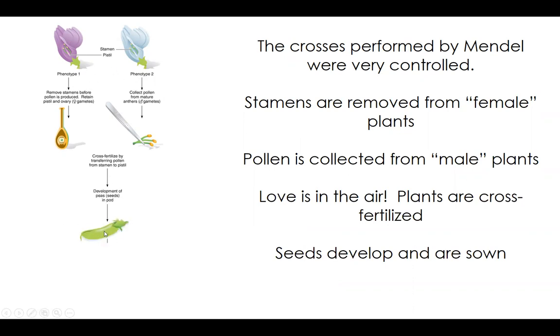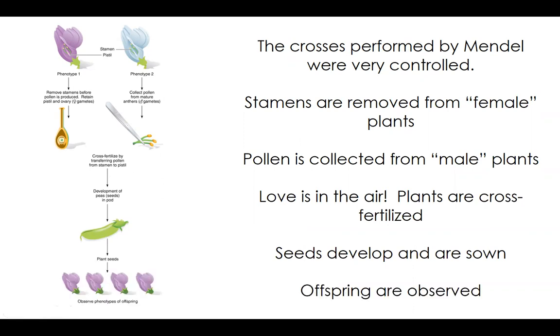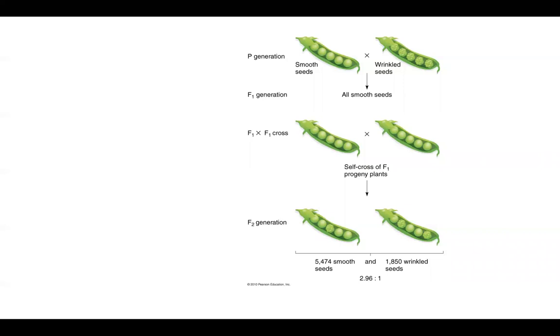We then look at the development of the peas, and we observe the offspring. The phenotypes of the offspring are what we're interested in. This is also called phenotyping, when we're recording the phenotypes that we're interested in. So again, we're controlling these crosses really specifically. Observing these offspring can give us information.